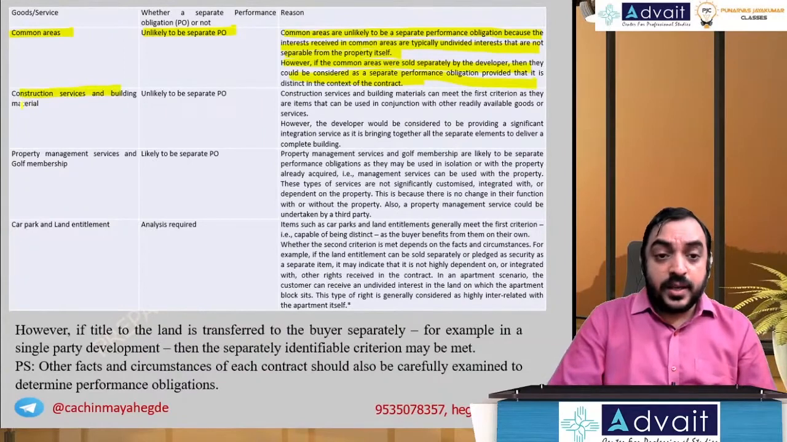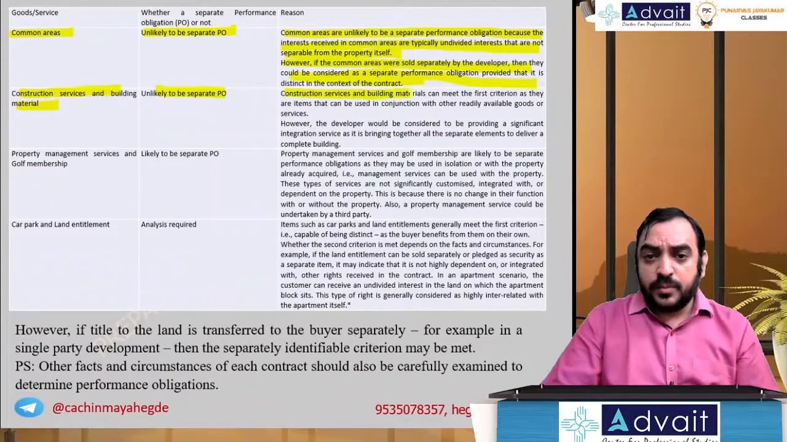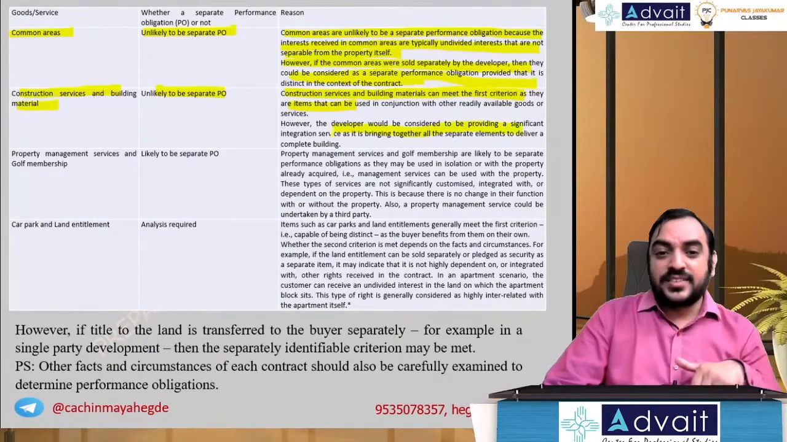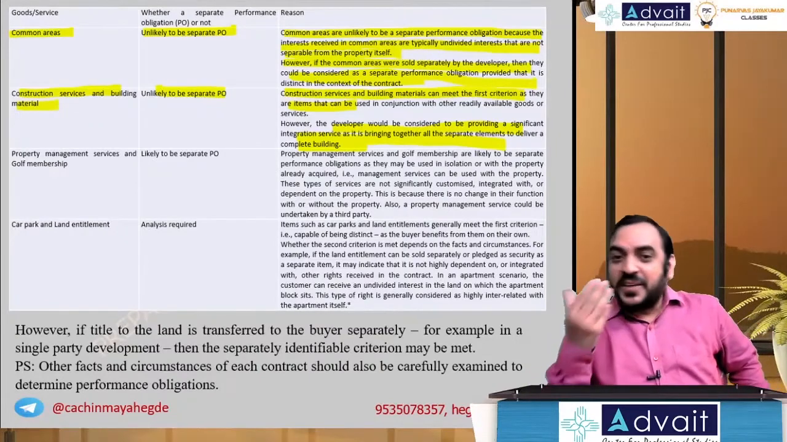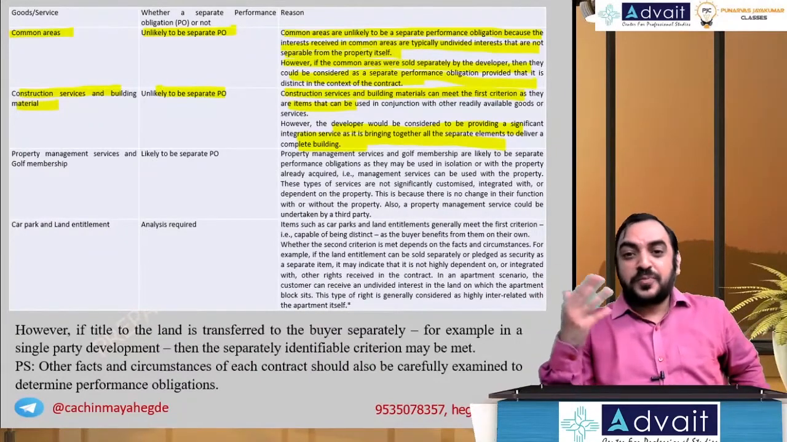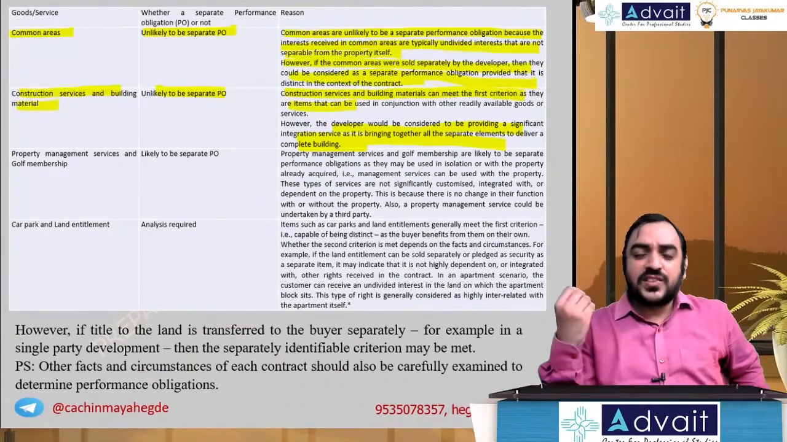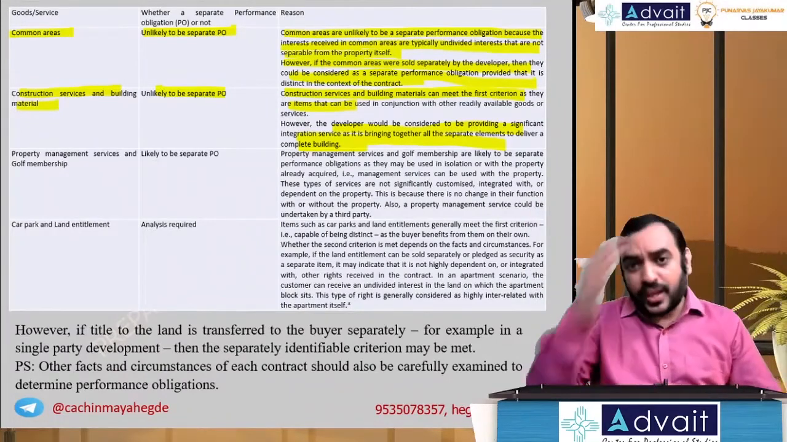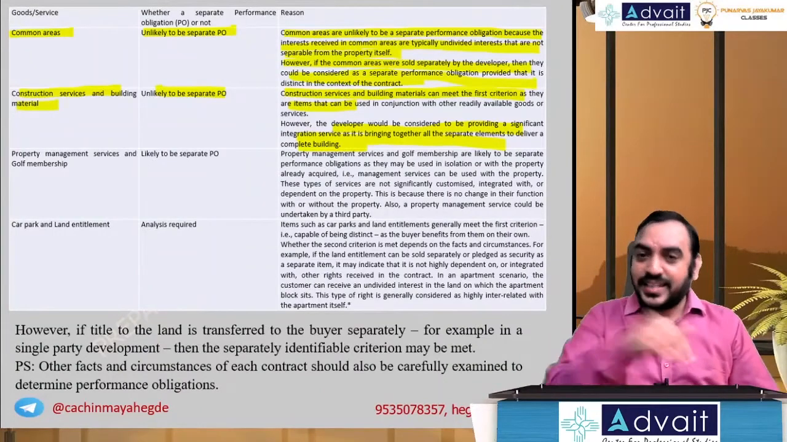Construction services and building material. Again, both of them should be together. Construction service or building material can meet the first criterion as they are distinct items. However, the developer would be considered as providing significant integration to deliver completion of the building. So, construction service, cement, lift, roof tiling, laying floors, bathroom fittings. Can I purchase AC separately? Can I purchase a tile separately? You can purchase separately. You can benefit on its own separately. So the first point is satisfied.